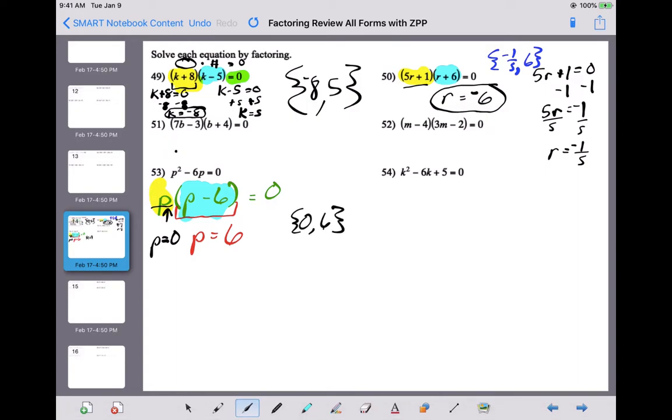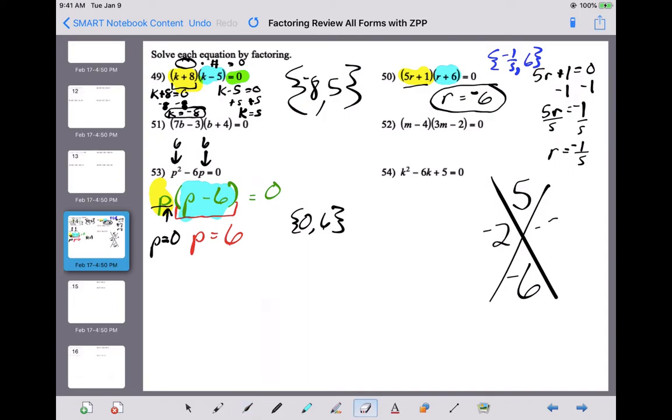And if you plug 0 in for p here and p there and type that into your calculator, 0 squared minus 6 times 0, you will get 0. If you plug 6 in instead, you should also get 0. Those are the solutions. Number 54, there is no GCF, but I bet I could factor that thing. There's 3 terms, so I'm going to look for numbers that multiply to 5 and add to negative 6. There you get a negative 2 and a negative 3.